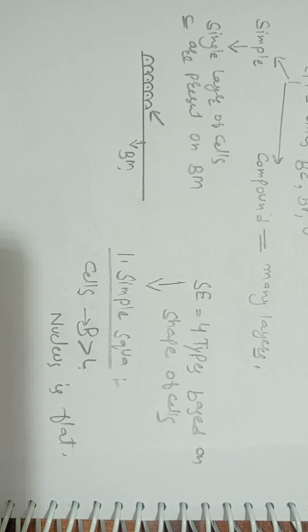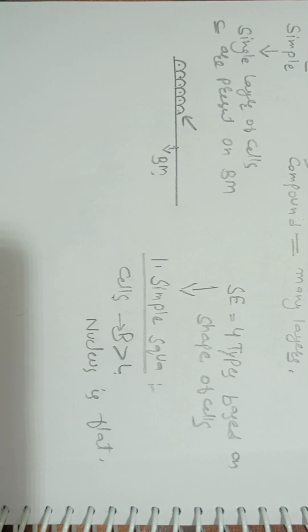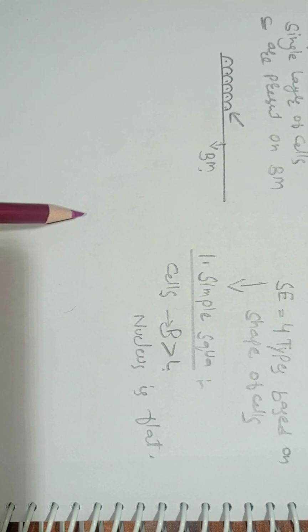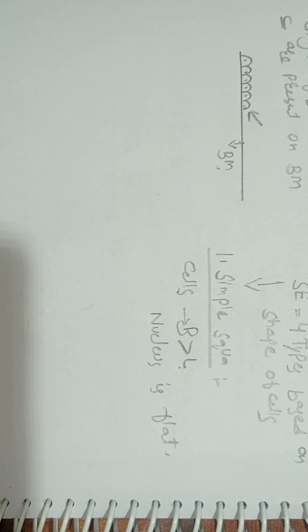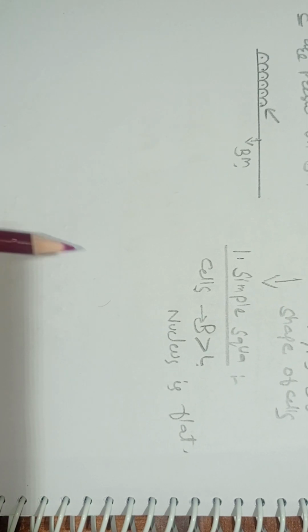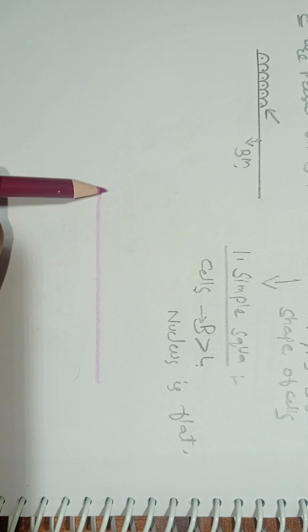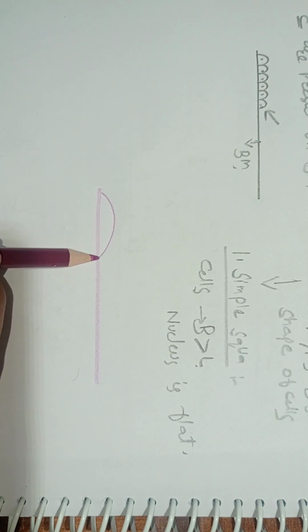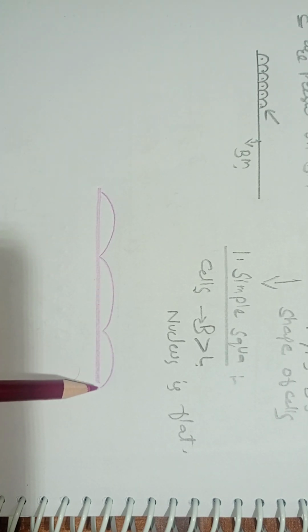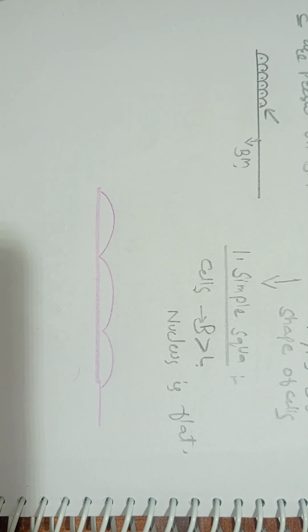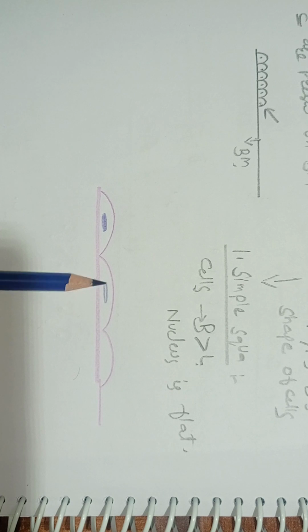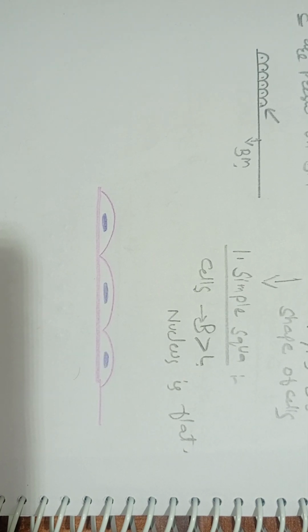Now, let's learn how to draw the diagram of the simple squamous epithelium. First, like always, in a simple epithelium there is a presence of basement membrane. So this is the basement membrane. On this basement membrane are simple squamous cells. And what is their nucleus? Their nucleus is flat. So this is the diagram of the simple squamous epithelium.